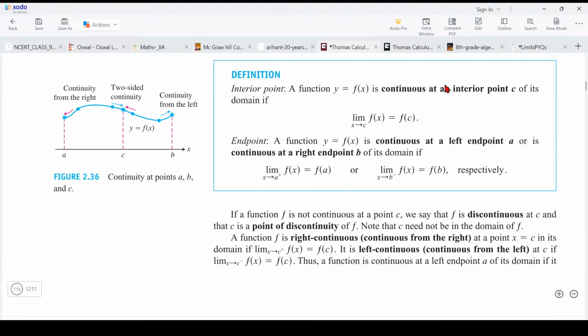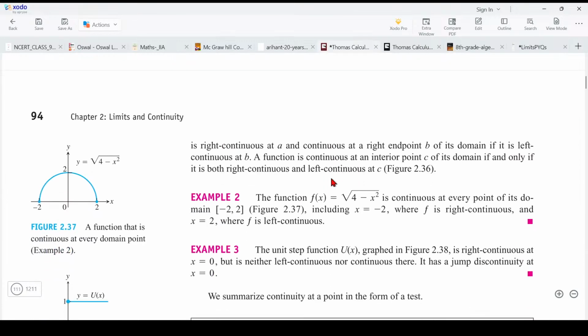Okay, let's see the technical definition. f of x is continuous at an interior point c of its domain. We talk about interior points only. Exterior points we anyway don't care. When limit as x tends to c of f of x equals f of c. What does that mean? If you approach from the right side and the left side, the function should approach a common value. At the same time, the value of the function is also that value.